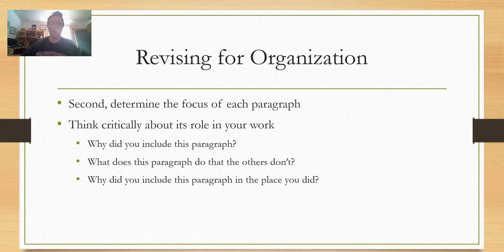And then you also want to think critically about why you included this paragraph in the place that you did. Oftentimes that comes back to, okay, in order for my audience to understand this point, they have to know this information first before they can understand this information. So again, you can start to see with these questions in mind how organization very much is a global concern, because how you organize your writing will influence how your audience understands the content.